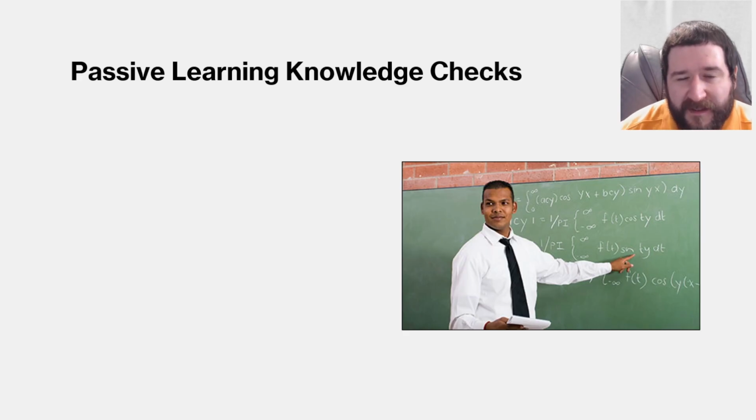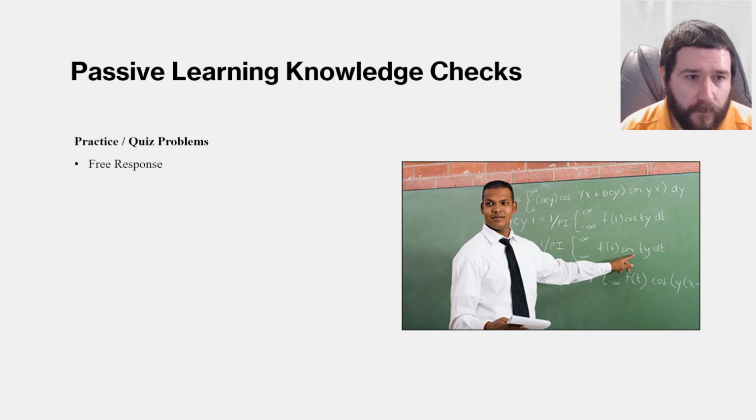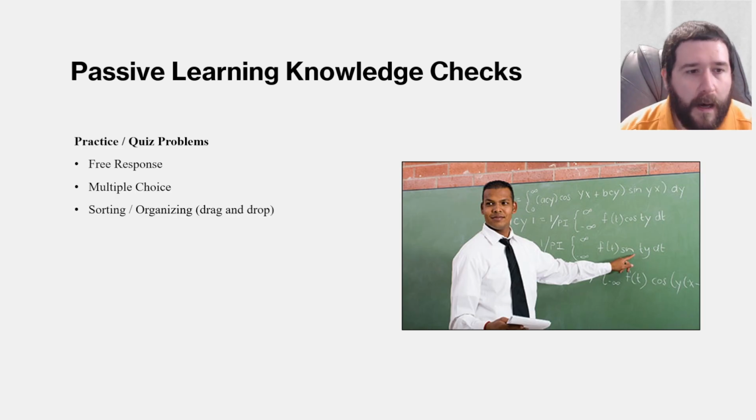Next, as far as the type of knowledge checks we'll be doing, with passive learning, what works great a lot of the time is just simple practice or quiz problems, right? Give them a problem after they've observed something and see if they can solve it, right? This is things like free response problems, multiple choice problems. You might have sorting or organizing. Maybe a drag and drop interface in this world of technology is really good there.